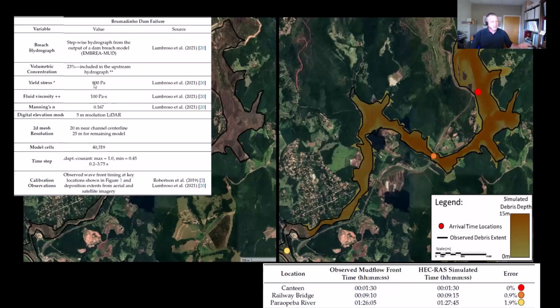And then yield stress is a little bit harder to get a hold of. And so we generally bound our yield stresses about 700 to 2,500 pascals. And so this was right within the range of what we usually do. So we just plugged those in. This is not a calibration, it's a validation. If we use the Mike 21 parameters, this is the result you get.